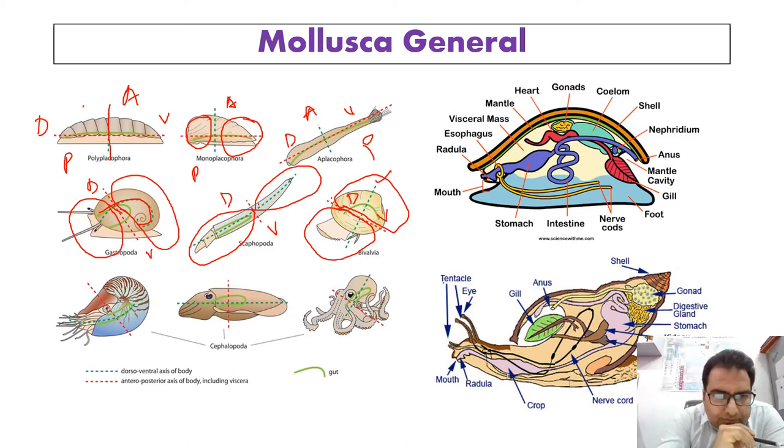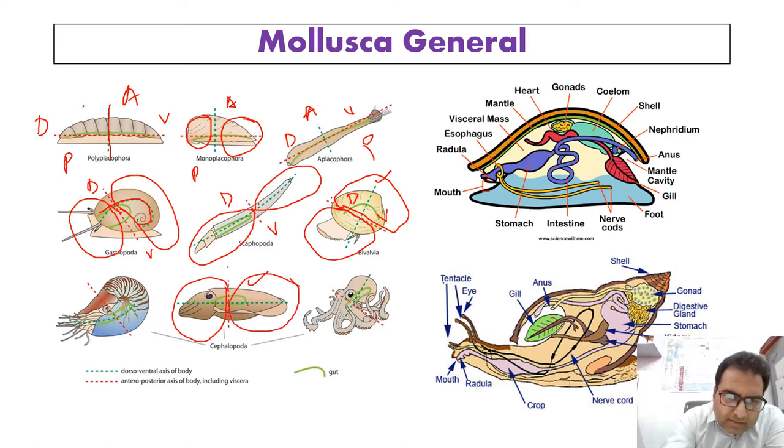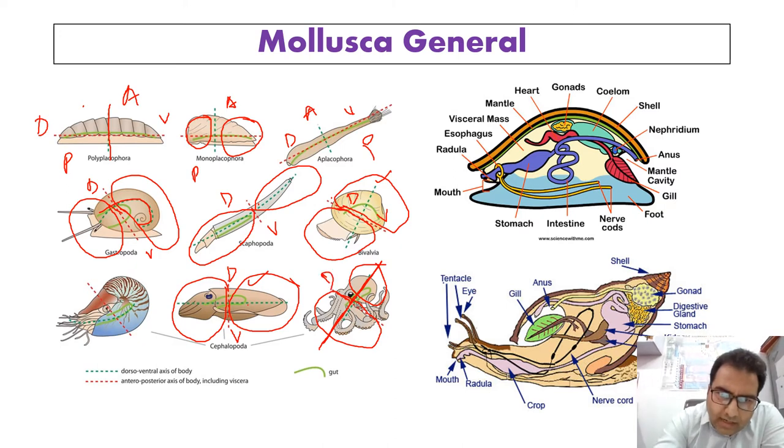These are the important ones, that is cephalopods. This is the squid, wherein we clearly see that this is the anterior side of the squid and this is the posterior side, and this is the dorsal side of the squid and this is the ventral side of the squid. And in the case of the octopus, we see that this portion is the anterior side and this portion is the posterior side, and this line divides the organism into the dorsal and the ventral side.